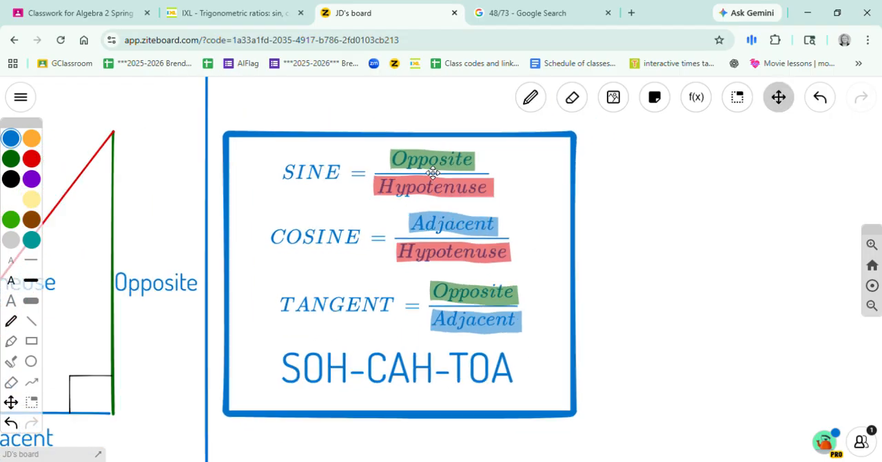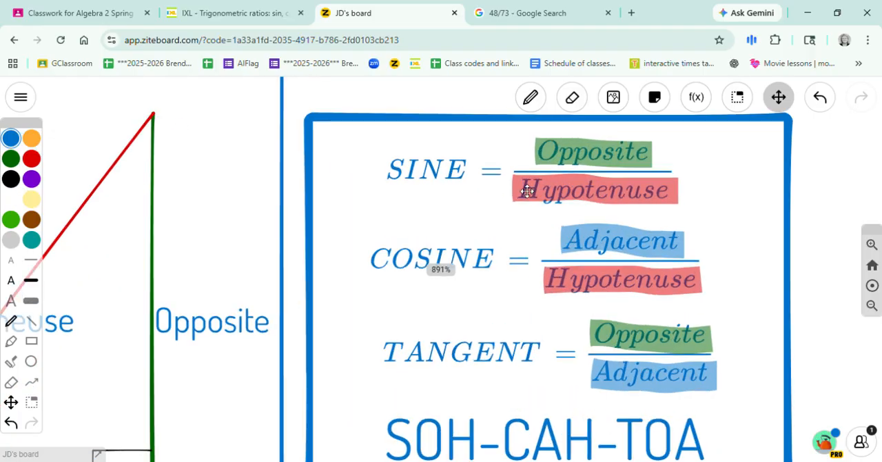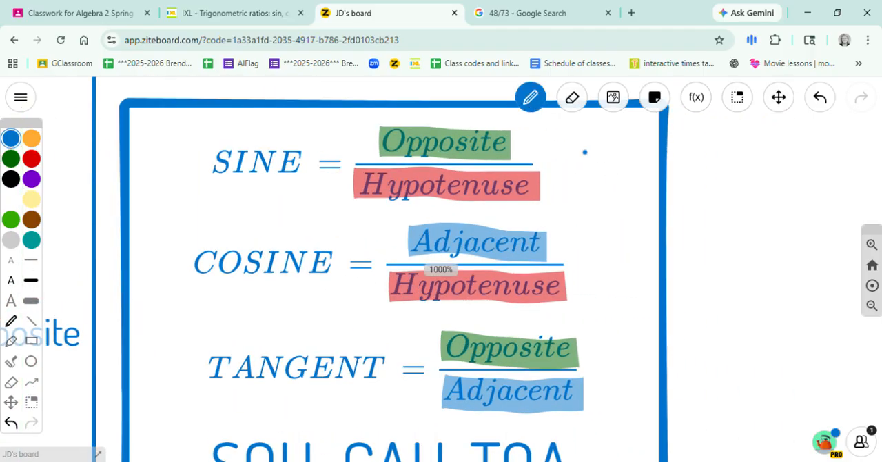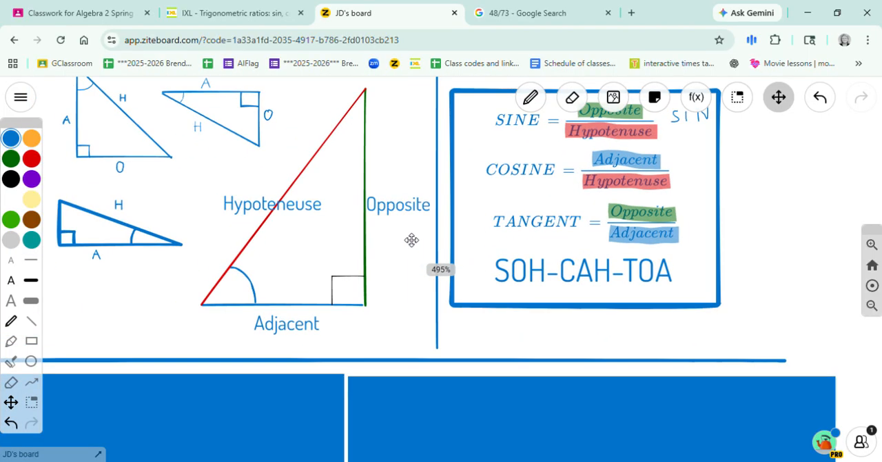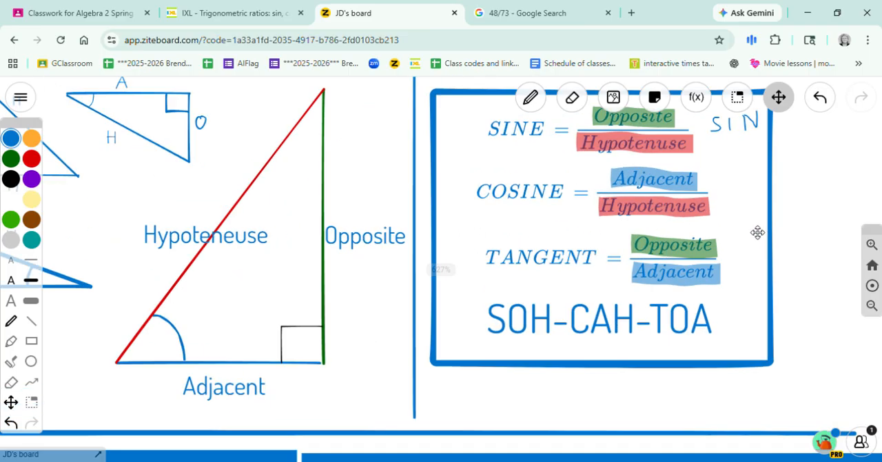If you take the length of the opposite side divided by the hypotenuse, that's called the sine, often abbreviated to S-I-N. This is always this measurement. So when they ask you for the sine of the angle, they're wanting you to make a fraction out of the opposite divided by the hypotenuse.